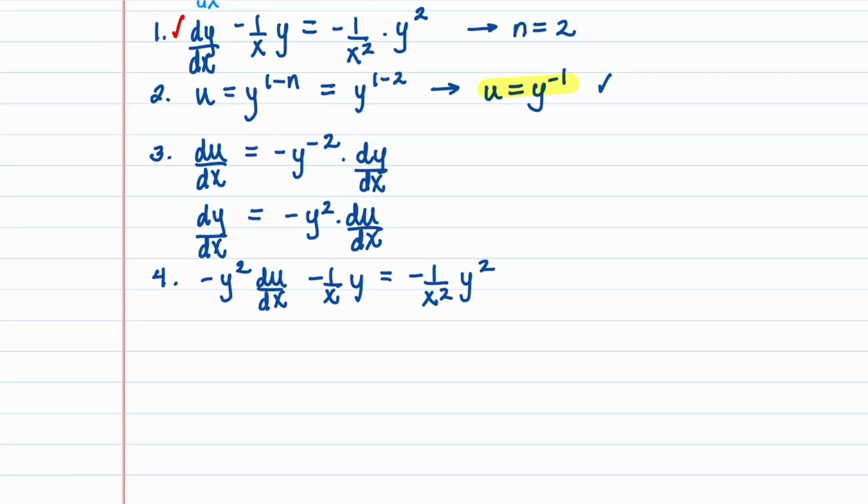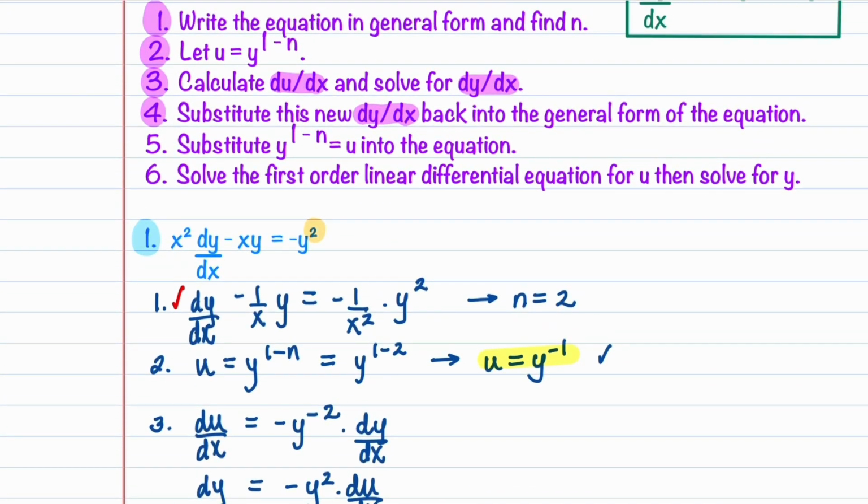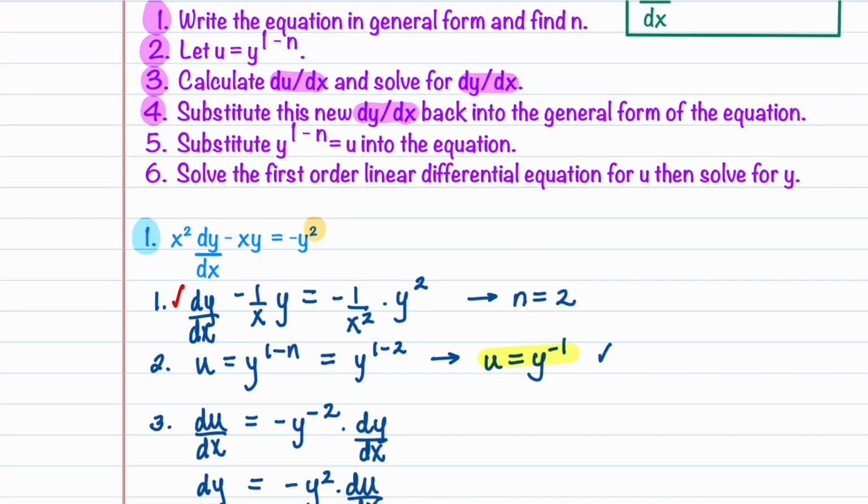Let's now simplify this. Let's get the du dx all by itself. So we have du dx plus 1 all over x, and I'm going to write the y as y to the minus 1. And then on the right, we have 1 over x squared, because we're dividing by minus y squared. Now let's go back up and look at step 5.